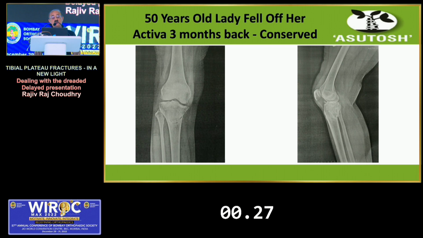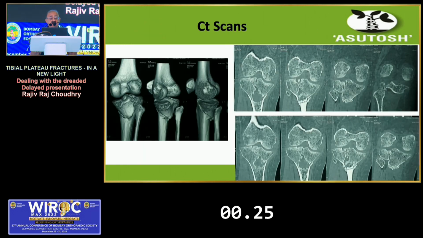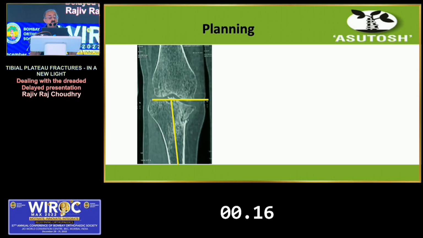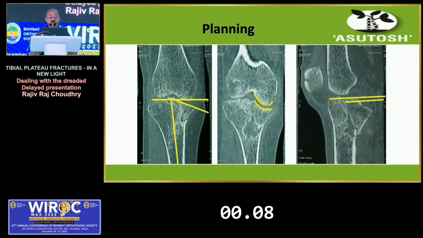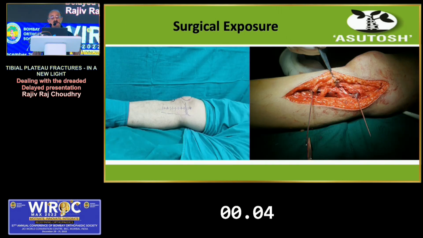Coming to another case, a 50-year-old lady fell off the Activa, getting late. So we get a CT scan. We can see there is some delayed union, some non-union. So the planning goes that you see what is the amount of angulation, that is the amount of graft that you will require. You look for the articular congruity. You look at the sagittal plane, the incision.